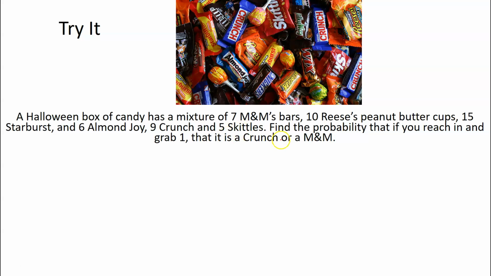All right, so we've got an OR situation. We know we have to add the probabilities, which means first you have to figure out what the probabilities are. Crunch bars, there were 9 of them out of the total, so you do have to count how many there are. And M&Ms, there were 7 of them out of the total. There were 52 total, so you had to add them all up. Probability of a Crunch is 9 out of 52, M&Ms 7 out of 52.